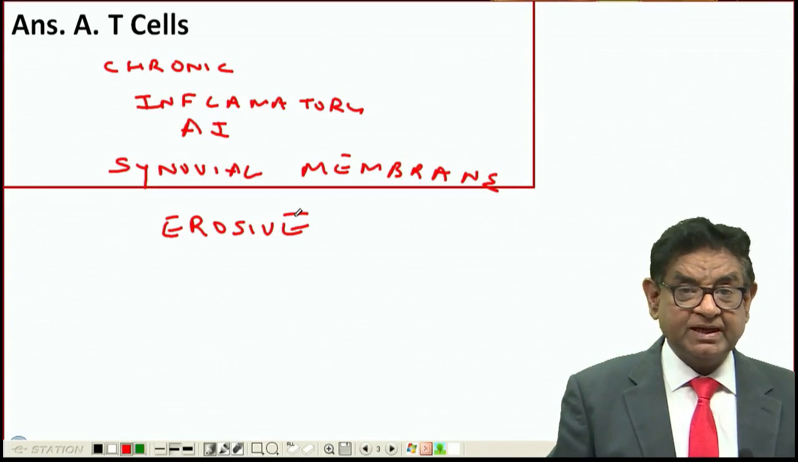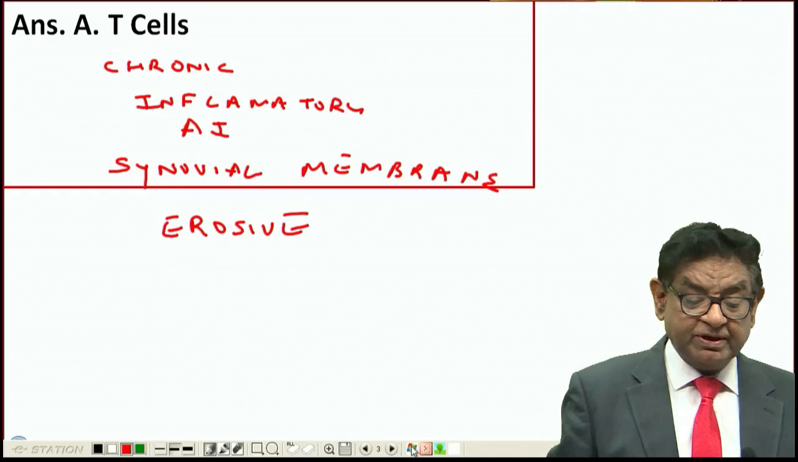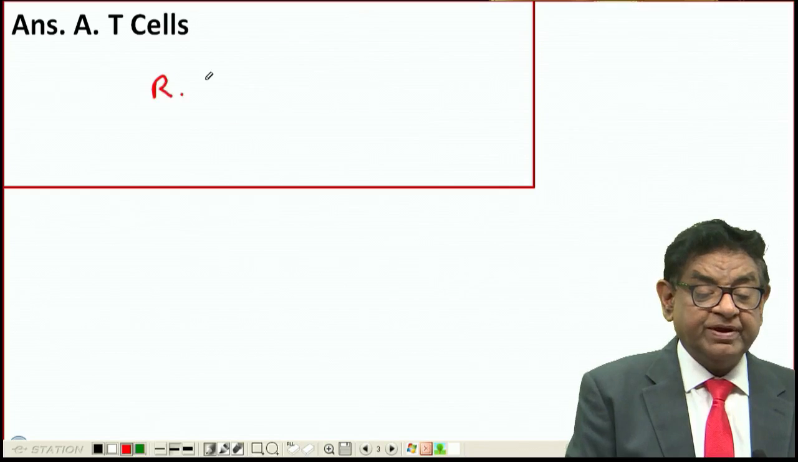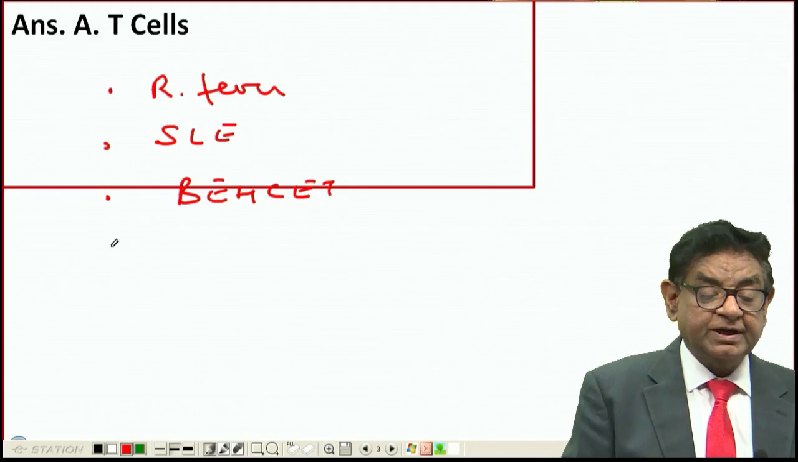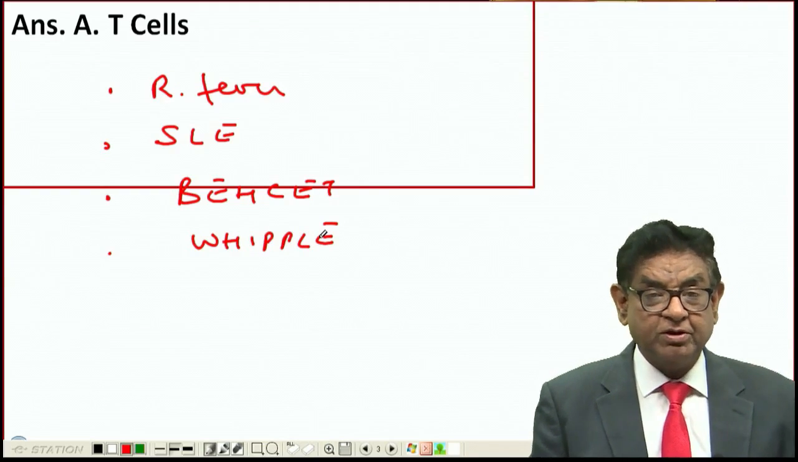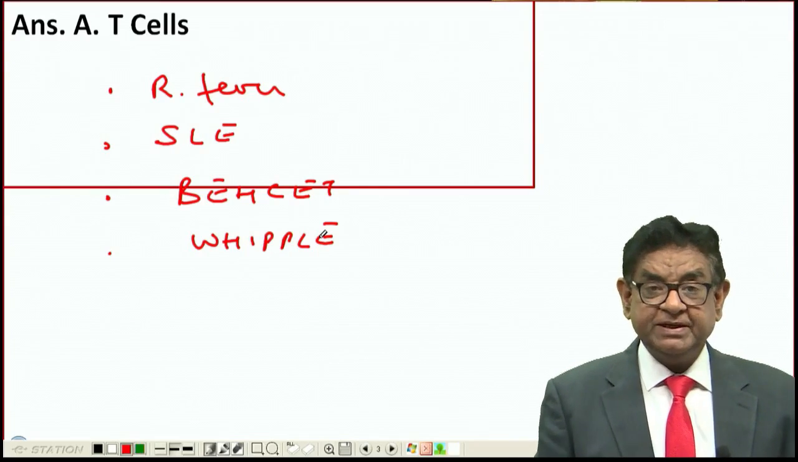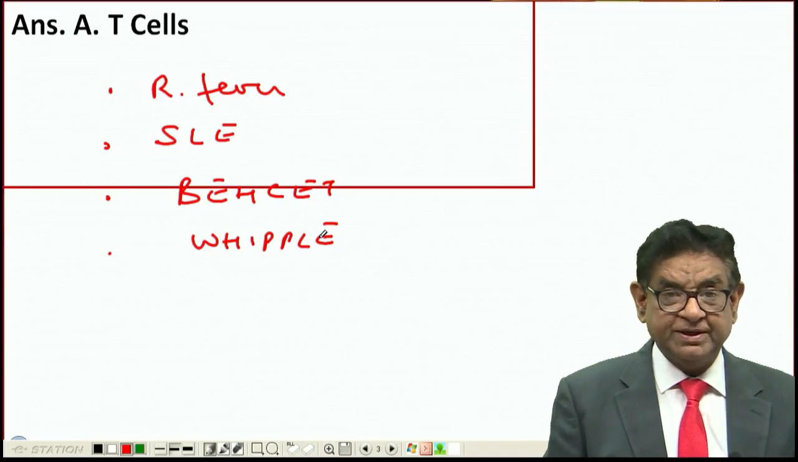Now let us see what are the examples of non-erosive arthritis. It is a very frequently asked question. The important causes of non-erosive arthritis are arthritis occurring in rheumatic fever, in SLE, in Behçet syndrome, and in Whipple disease. These are the four important causes where we get non-erosive, that is non-deforming, arthritis. That means the patient has joint pains, but once the pain disappears, the joints are totally normal, there is no deformity, right?